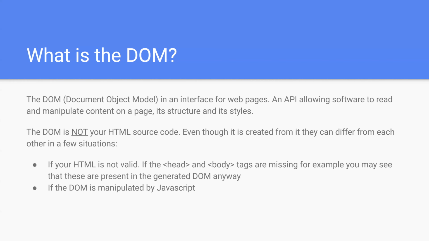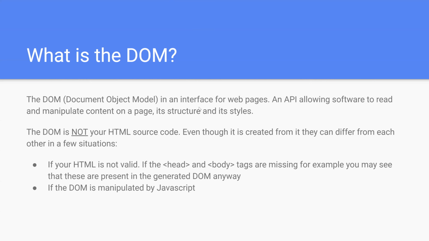For example, if you don't write the head and the body tags in your HTML and go directly to writing inputs and forms and headers, it will work. But if you inspect the element on the page, you'll notice that the head and body have been added automatically by the browser to generate a valid DOM. So the DOM is always valid HTML, even though the HTML you've written is not. Also, a difference between your HTML and the DOM is when you manipulate the DOM with JavaScript, which is what we are going to do in the rest of the session.